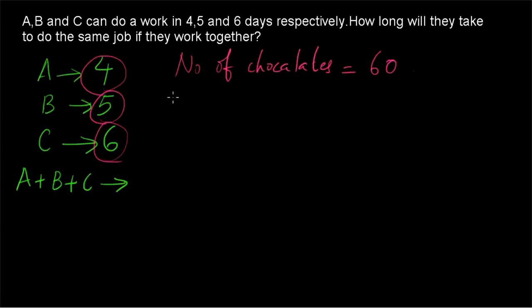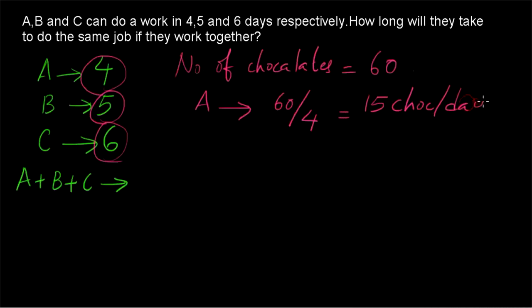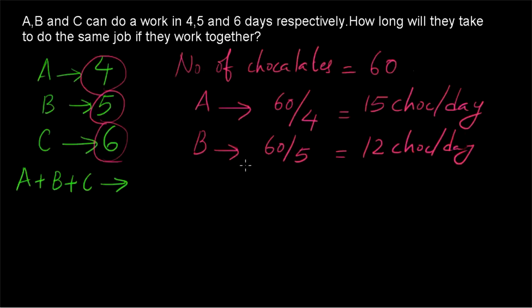So the number of chocolates consumed by A in one day will be given as 60 divided by 4 is equal to 15 chocolates per day. It's given A is completing the work in 4 days. So A will be having 15 chocolates per day. So A can complete 60 chocolates in 4 days. And B will be having 60 divided by 5 is equal to 12 chocolates per day. And C will be having 60 divided by 6 is equal to 10 chocolates per day.